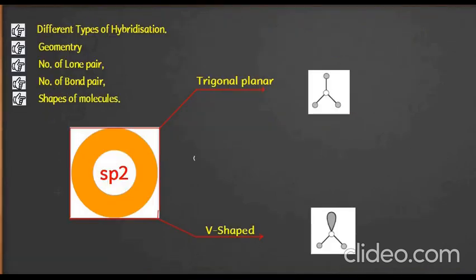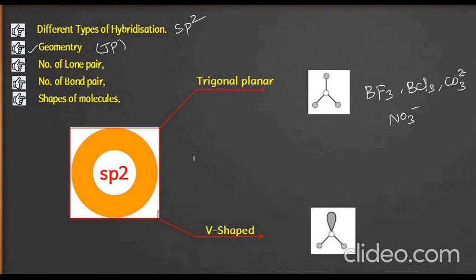So here sp2 hybridization, and the first one is trigonal planar. Examples of trigonal planar are BF3, BCl3, CO3 2-, NO3-. These all come under this sp2 hybridization, trigonal planar. So first sp2, let's write. Move to the next one, geometry. Here the geometry, we know, is trigonal planar.